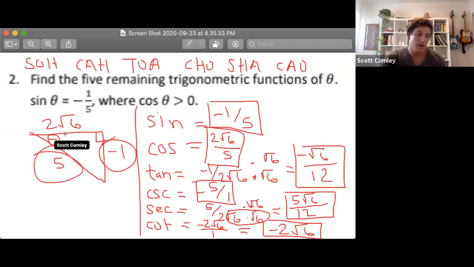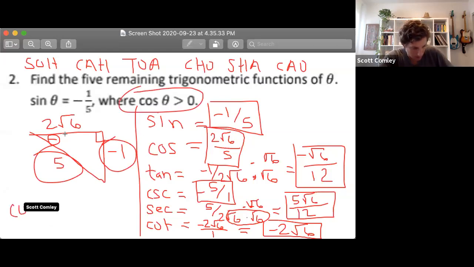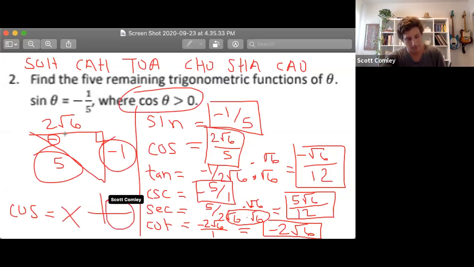But to know where the negative goes, that's where they give us that parameter. And cosine always means the x-axis, so if it's positive, this has to be in the right side of the origin here, so it's in the positive part of the x-axis.